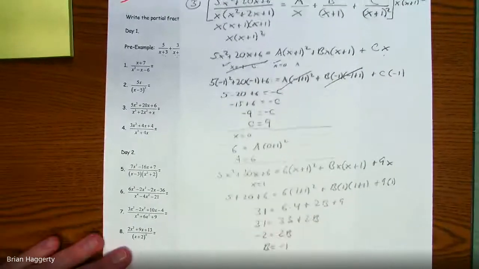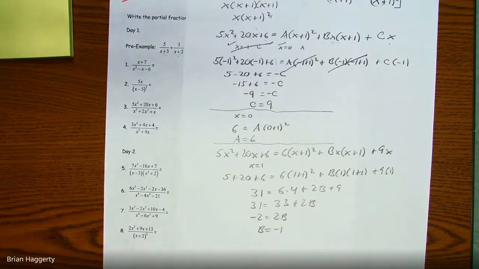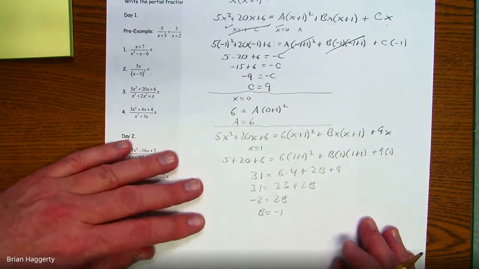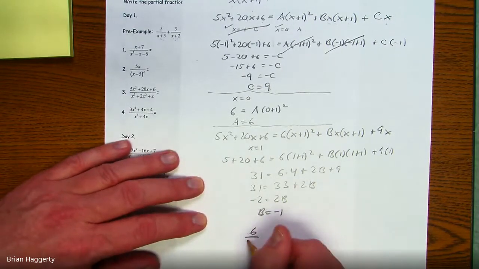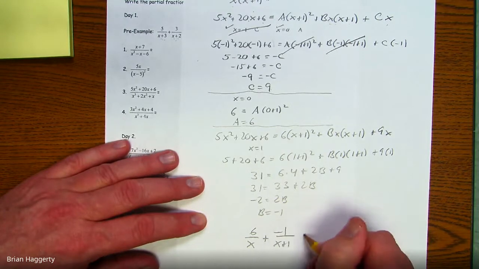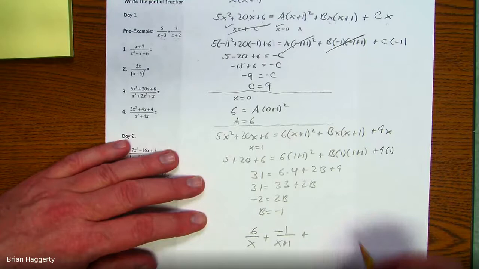Sorry, I left off the page. So now we can write the final answer. a is 6, so we have 6 over x. b is negative 1. And then c is 9.